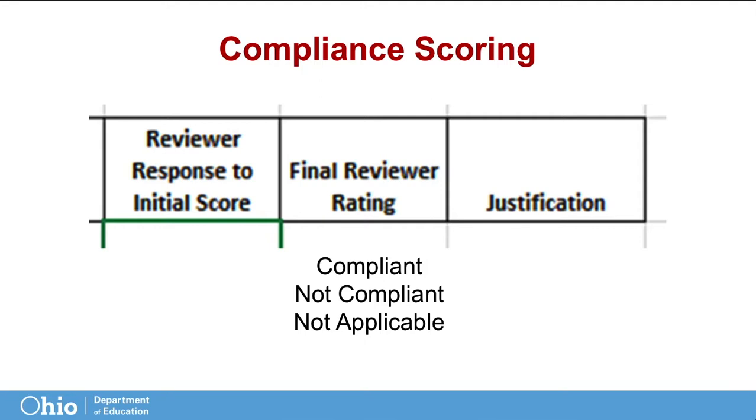The first column is the reviewer response to initial score. This indicates if the vendor agrees with the sponsor's compliance determination. The second column is the final reviewer rating. This column contains the vendor's compliance determination for each item. It will either be compliant, not compliant, or not applicable. The third column is the justification. This column contains the explanation for the vendor compliance determination, which is picked from a standardized list.